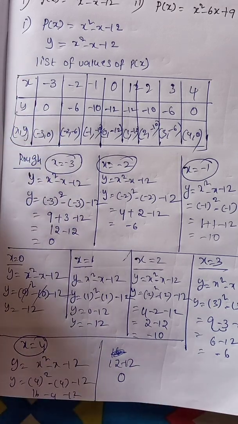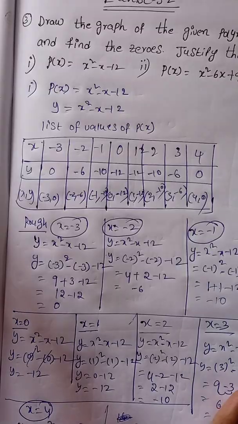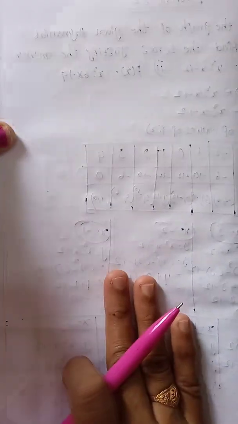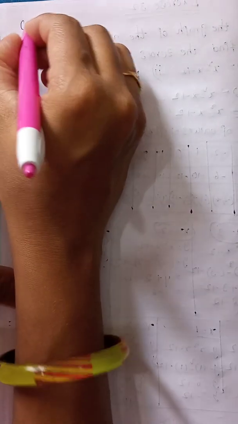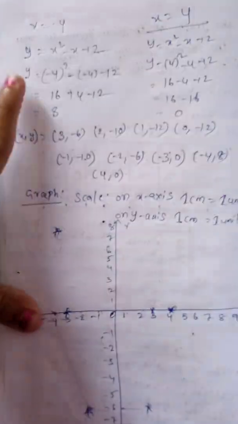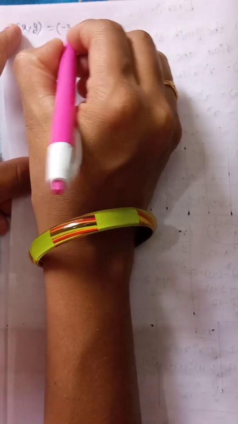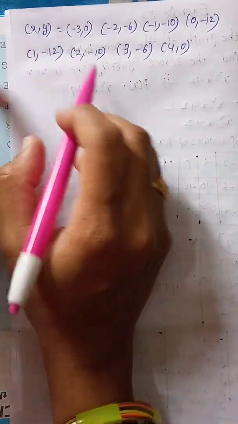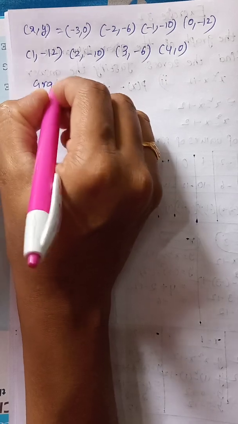Okay, now draw all the values of x and y here. So the x comma y values are minus 3 comma 0, and so on. I have written all the x and y values here. Now we have to draw the graph.